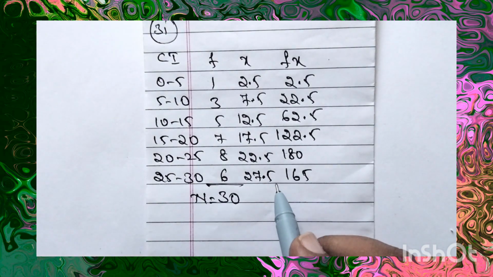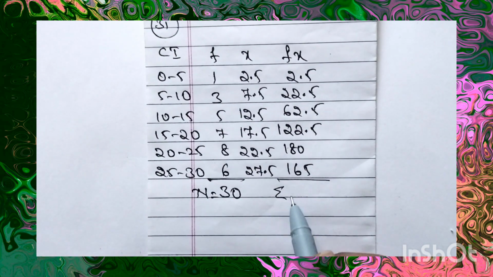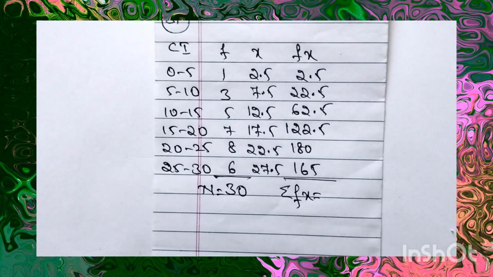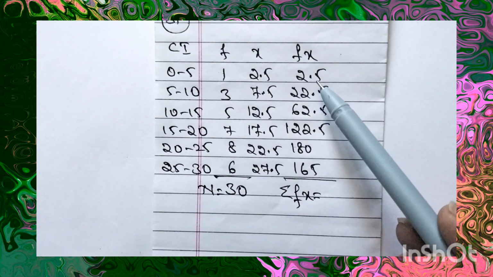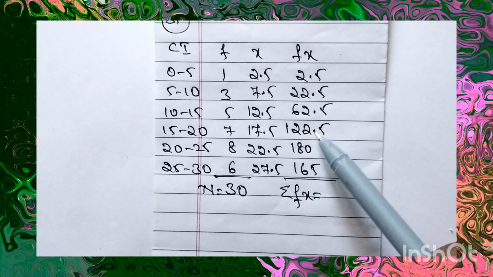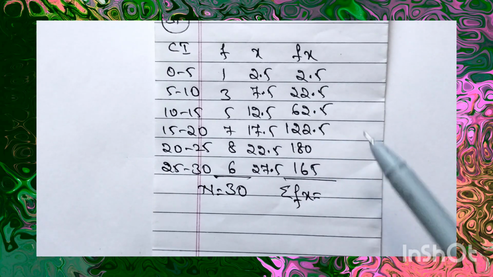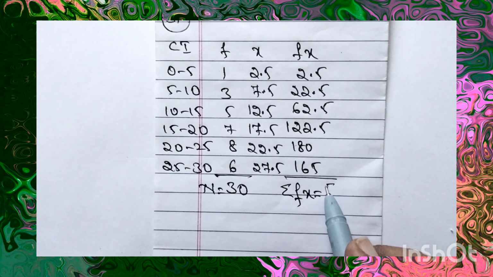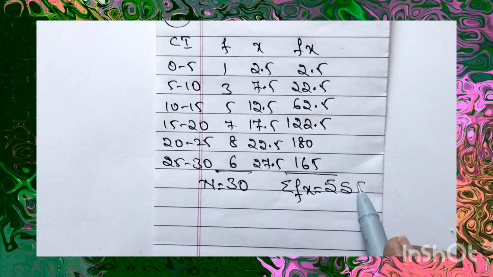Now let us add all the fx. We will get sigma fx. So let us add all the fx. Sigma fx comes to 2.5 plus 22.5 plus 62.5 plus 122.5 plus 180 plus 165. So it will be equal to 555.